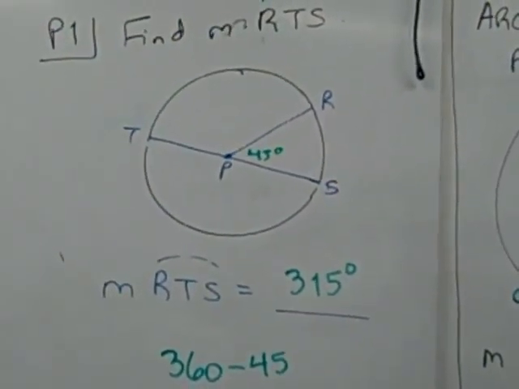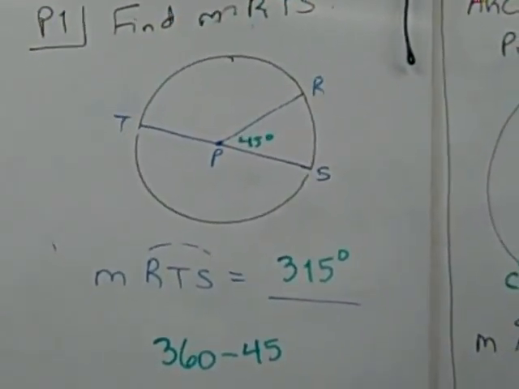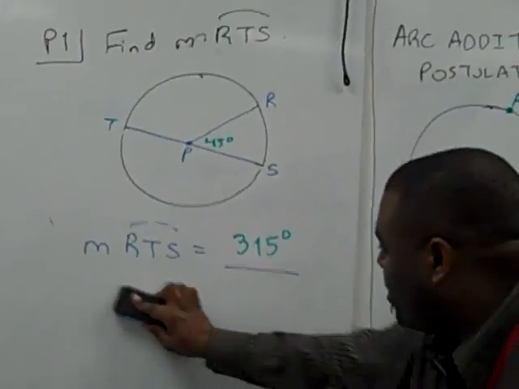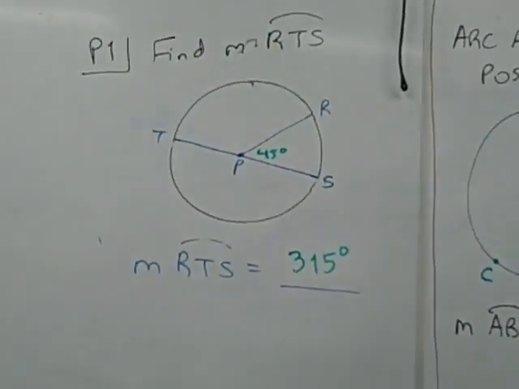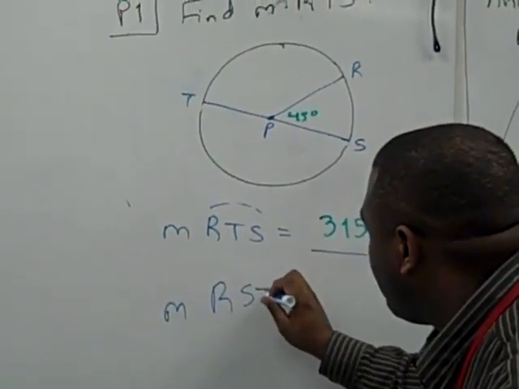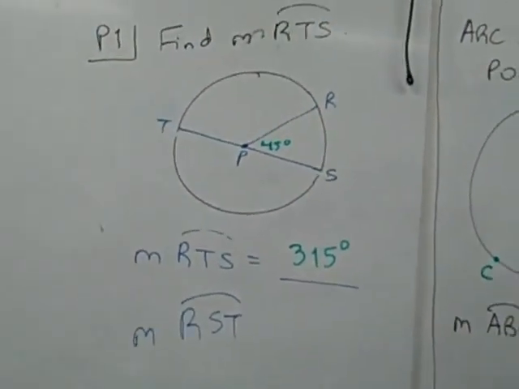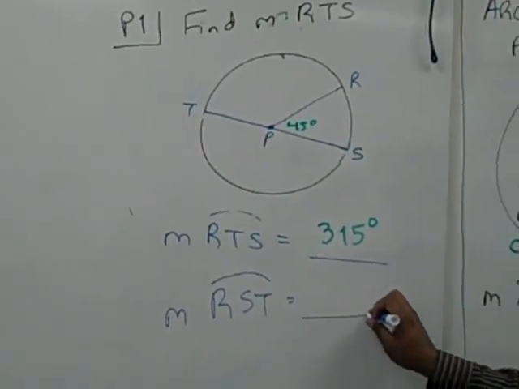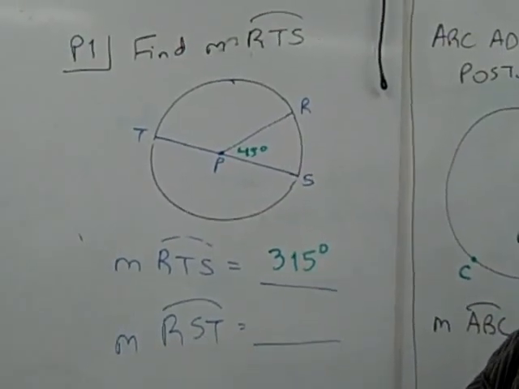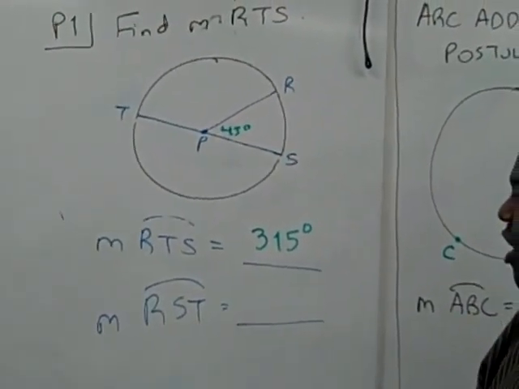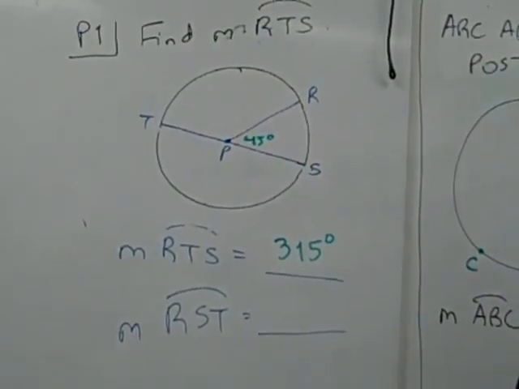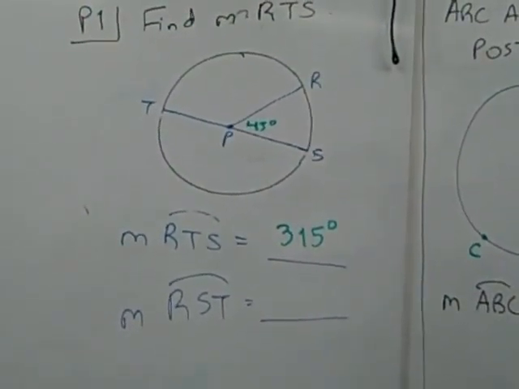Now, I've already answered this question, but let's say I changed it up a little bit. So I'm just going to erase this. And now I'm going to say, what is the measurement of arc RST? Now, of course, what do you see different? That's right. You see that T and S are in different locations. So maybe that means that they're equal. Maybe so. We'll see what happens.